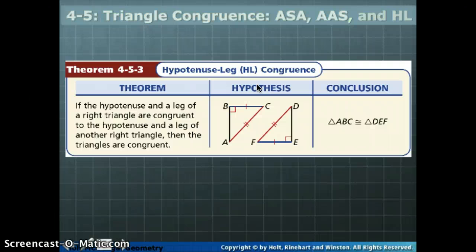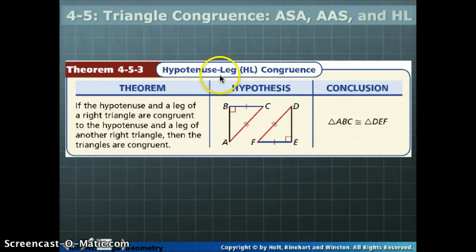All right, we're going to look at one other one. The hypotenuse leg congruence theorem says if the hypotenuse and the leg of a right triangle are congruent to the hypotenuse and leg of another right triangle, then the triangles are congruent. So even though there's only two letters here, there's still three things that we need to know to have triangles congruent.